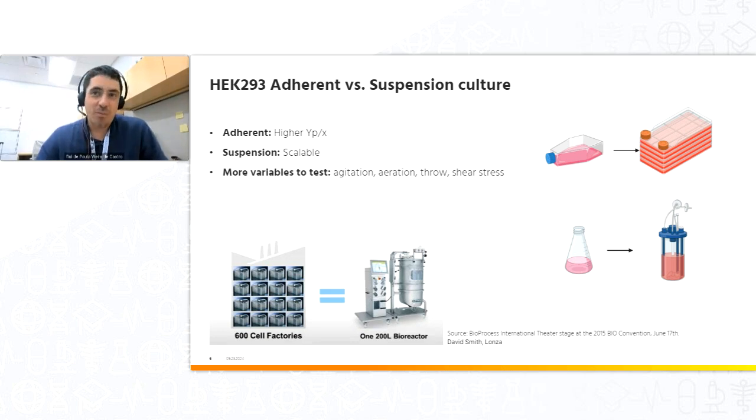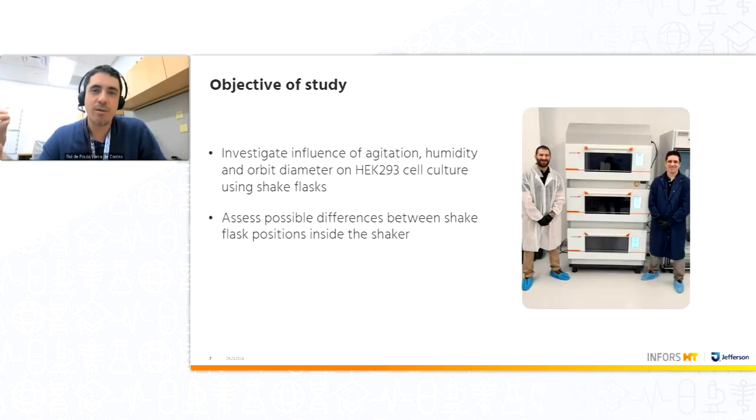But that also means we have some additional variables to test, such as agitation, aeration, the orbit diameter, the shear stress. And these variables simply don't exist when you're talking about adherent systems, right? But then when you go for suspension culture, you have more variables to optimize. So that's why this partnership with INFORS came at the perfect time for us here in JIB.